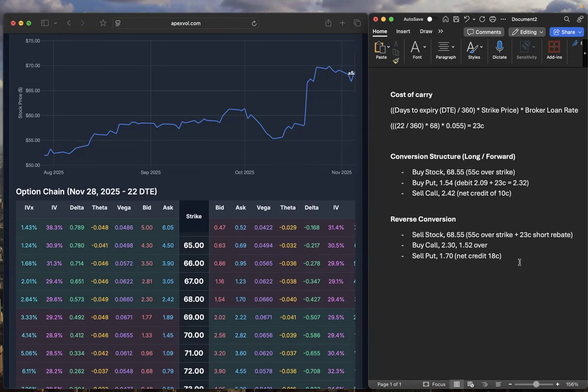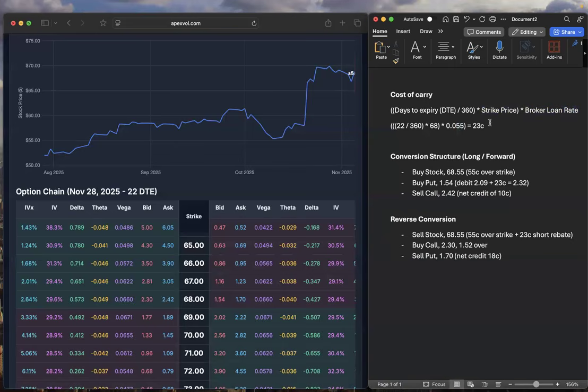First, we'll address the cost to carry calculation. The calculation is days to expiry divided by 360 days times the strike or the exercise price, same thing, times the broker loan rate, and we're going to use a broker loan rate of 5.5%.